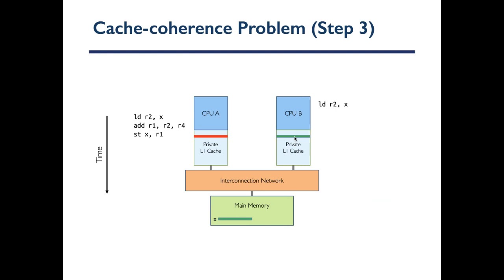And actually the data being valid. And that is what we call the cache coherence problem. So now I have the same memory location cached in different caches, and the value is different in each one of these caches.